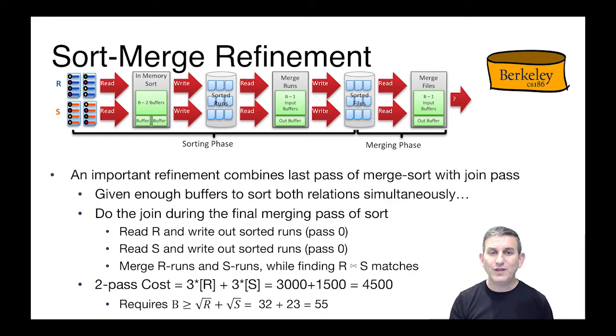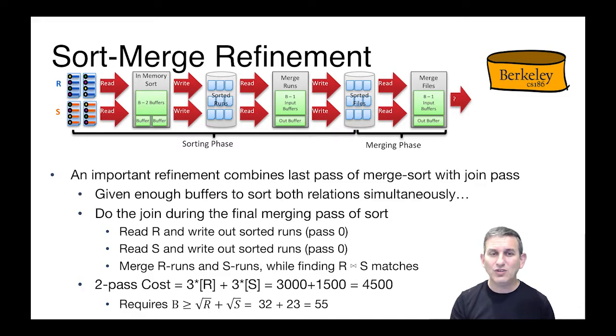To do this, we need to have enough buffers in memory that we can be sorting R and sorting S at the same time. So it does require extra memory, but when we have that memory, it's worth doing. So here's how it goes. Pass 0 of R, we're going to read R and write it to disk as usual. Pass 0 of S, we're going to read S and write it to disk as usual. Now, in the final merging pass of R and S, let's say it's pass 1, we're going to merge the R runs and the S runs in memory at the same time. And while we're doing those merges, we're also going to look for pairs across R and S.